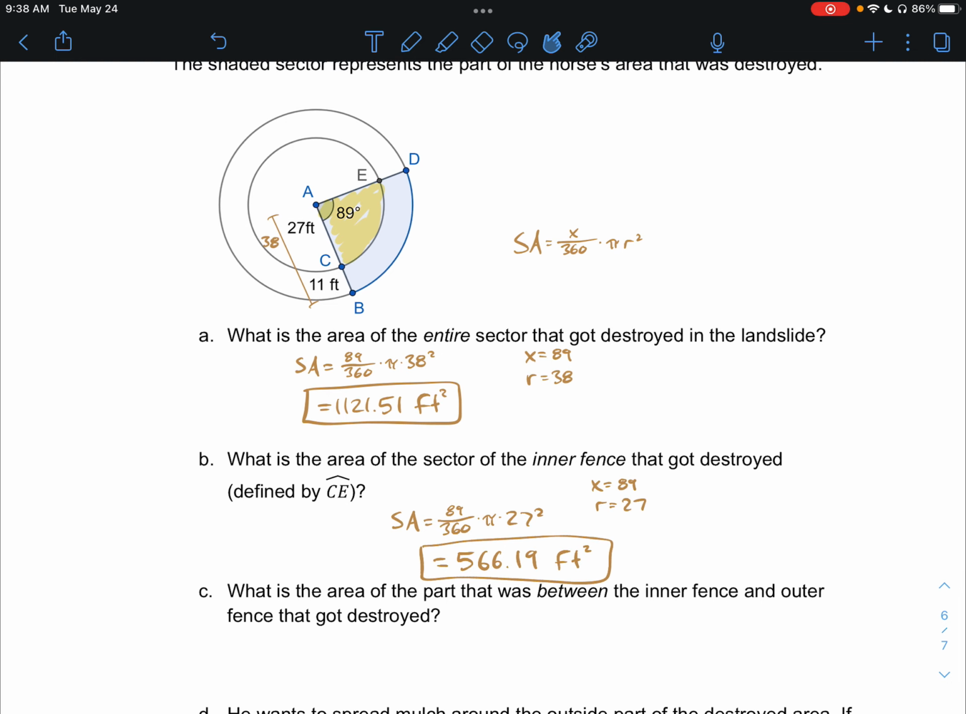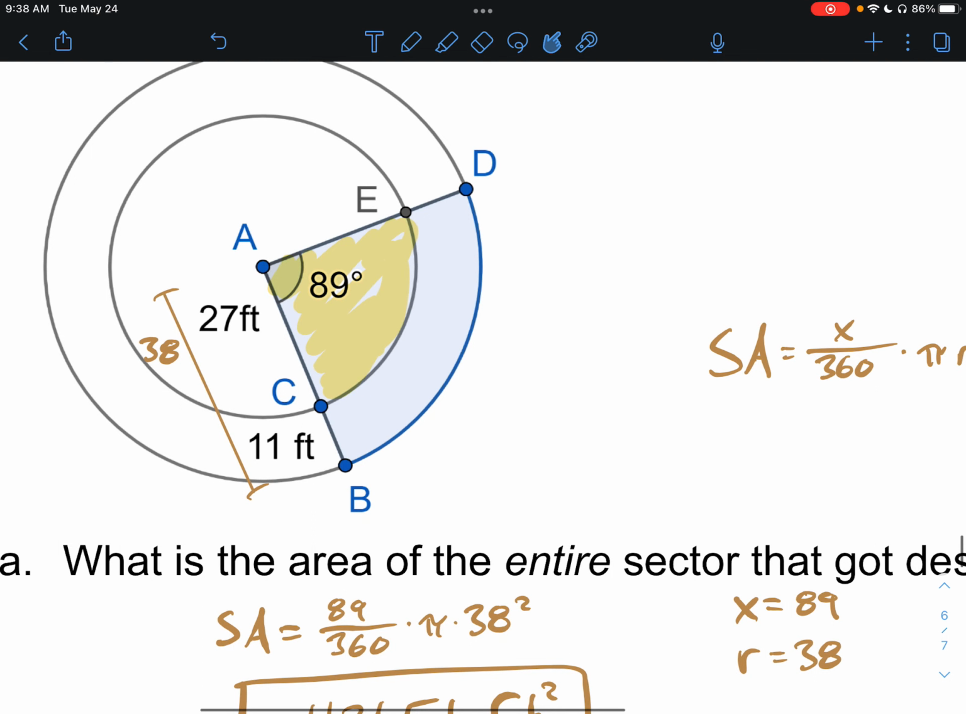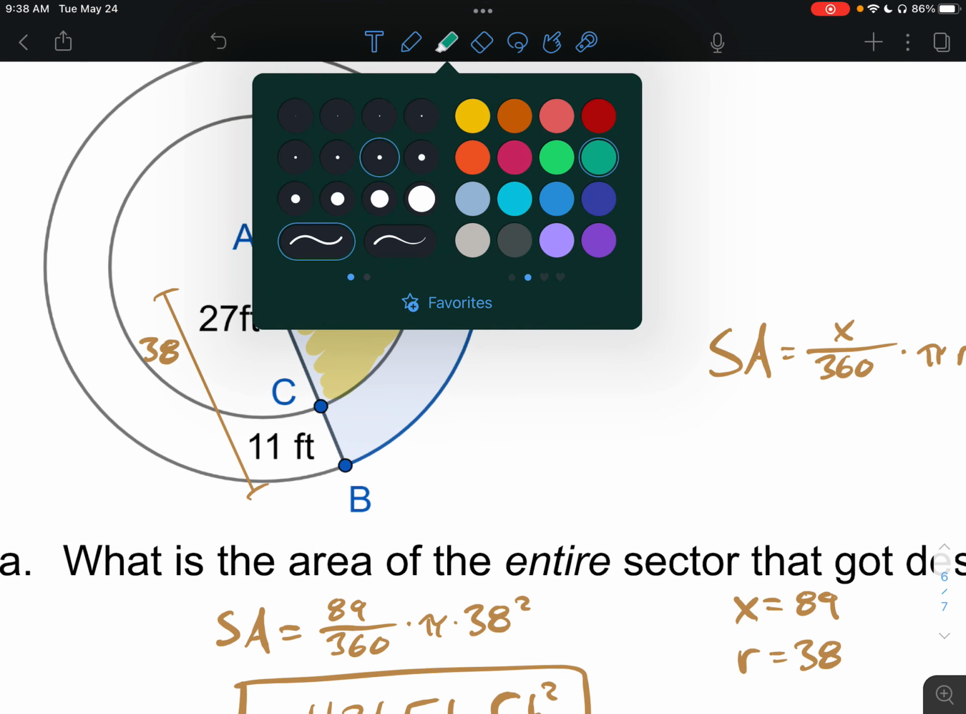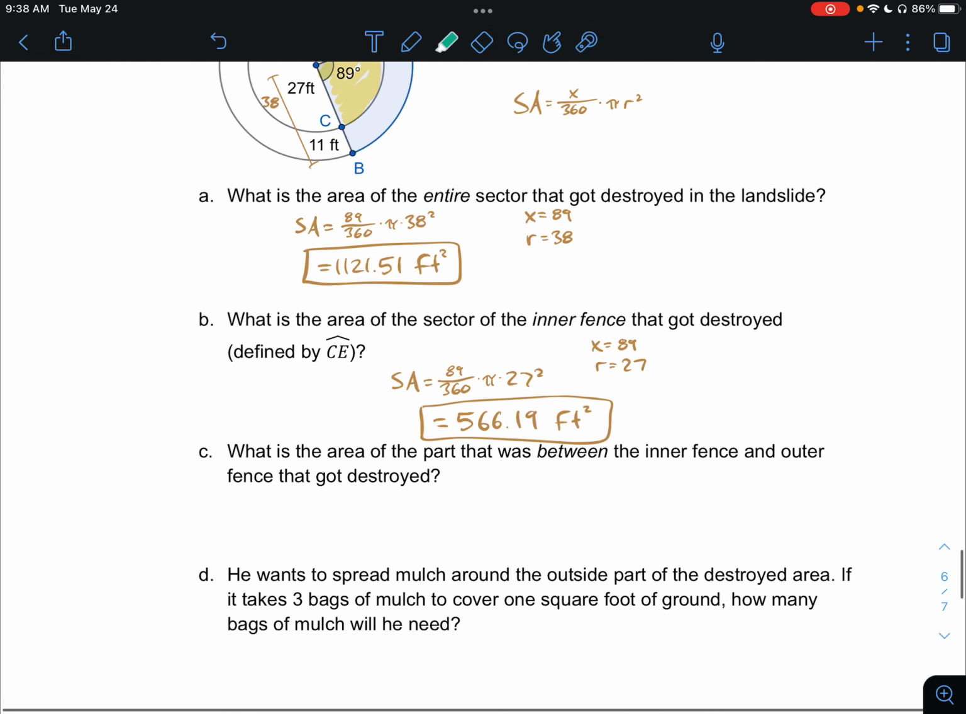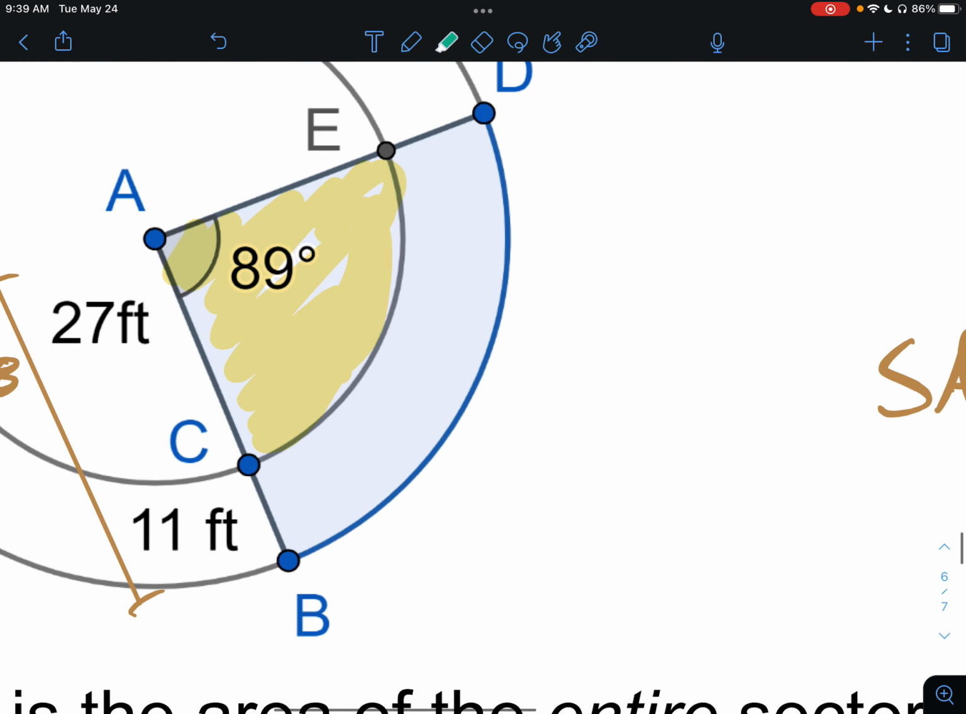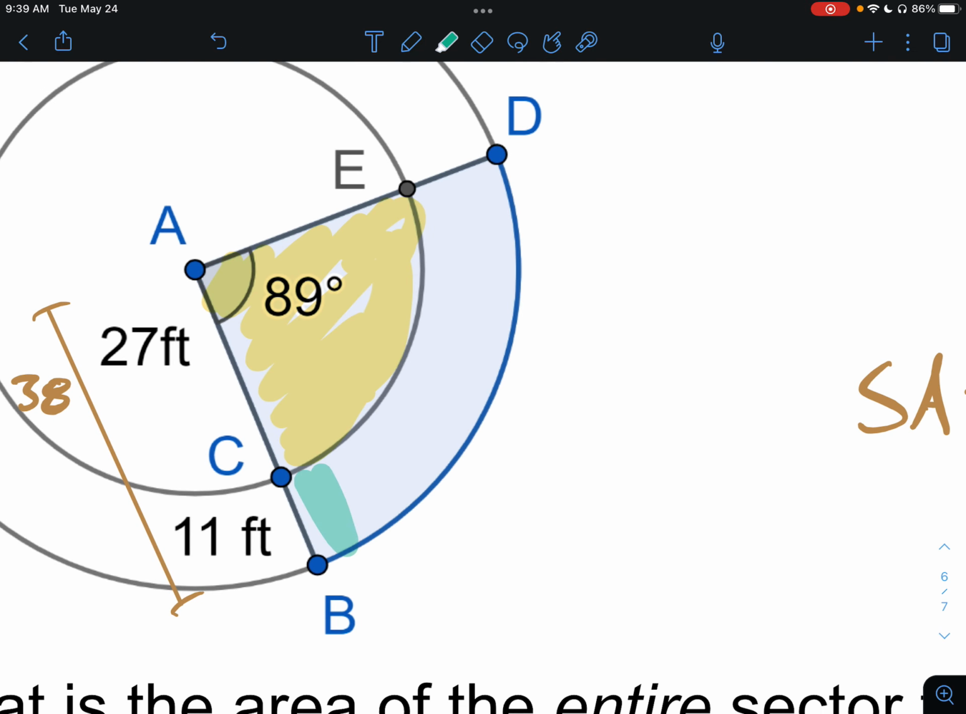Okay, so that's how to do that. I got my first two. I got the area of this entire blue part. Then I got the area of just that yellow part there. So then I have part C. What is the area of the part that was between the inner fence and the outer fence that got destroyed? So that would be everything that's still blue here, everything that I'm about to color green. So all of this, I'm finding all of this right now.